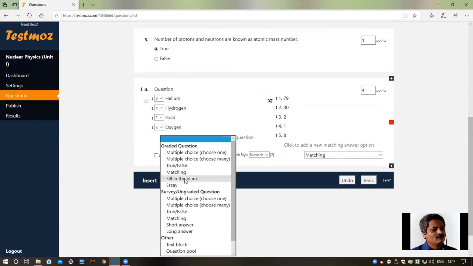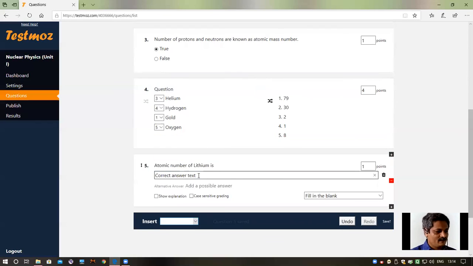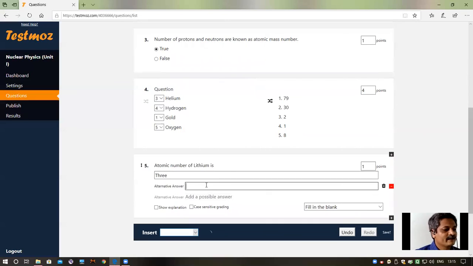Now next, fill in the blanks. Ask a question here: atomic number of lithium is 3. Now type here in text, three, or alternative answers we have to type by clicking here, in digit 3.